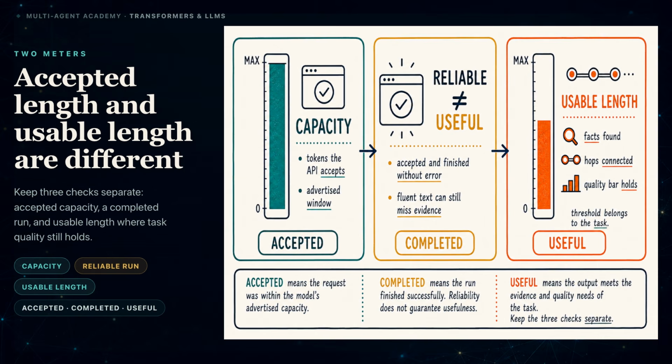Usable length asks how much context the model can use while it still finds evidence, connects facts, and meets the quality target. That target changes with the task. A search may need one fact, a summary may need broad coverage, and a multi-hop question may need several connected facts. This is why accepted, completed, and useful must stay separate. With those measurements clear, we can now look at the cost of making the accepted window larger.